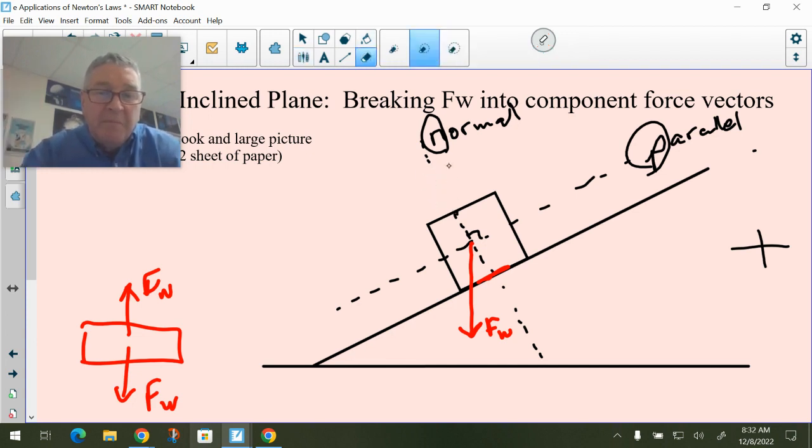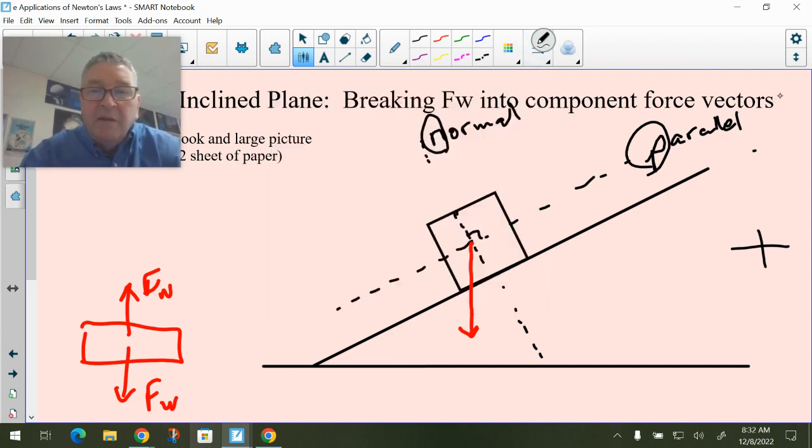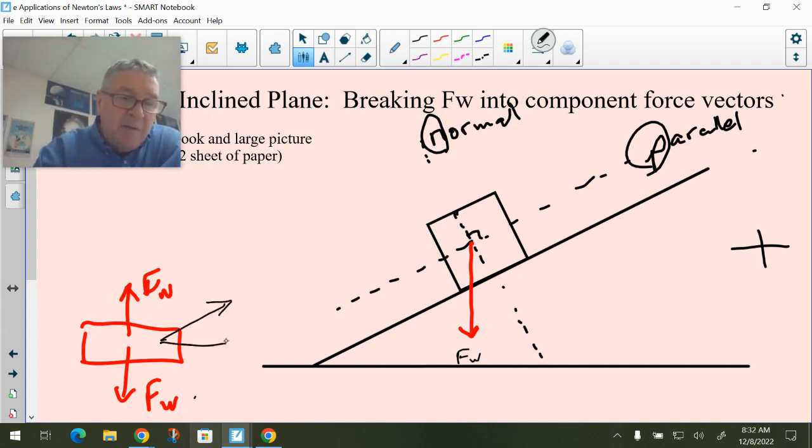So I'm going to clean this up a little bit. I'm going to get rid of the FW in that location. I'm going to relabel this FW, but I'm going to do it even finer. So I'm going to label this FW down below. So that's the weight vector, just like the weight vector over here is pointing towards the center of the earth. Now I want to break that, just like if I had a vector going at some angle, I could break that into an x component and a y component along the axes.